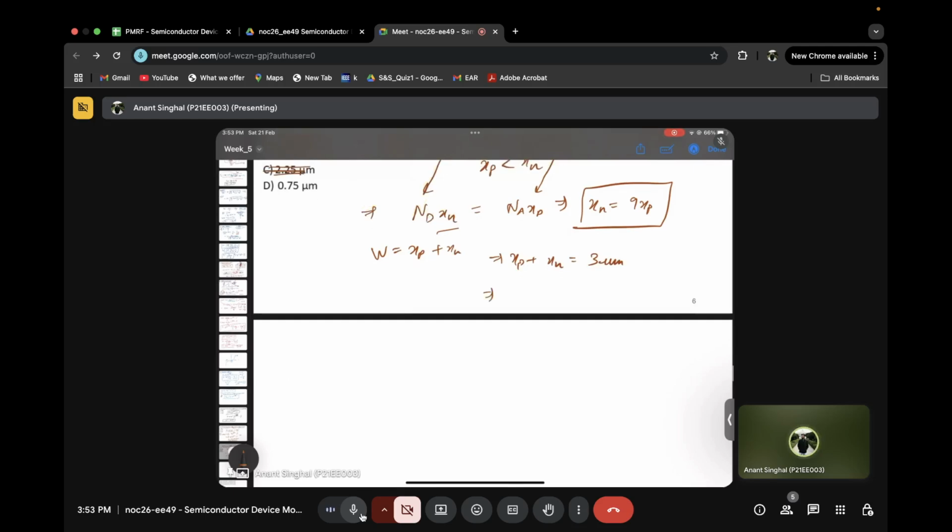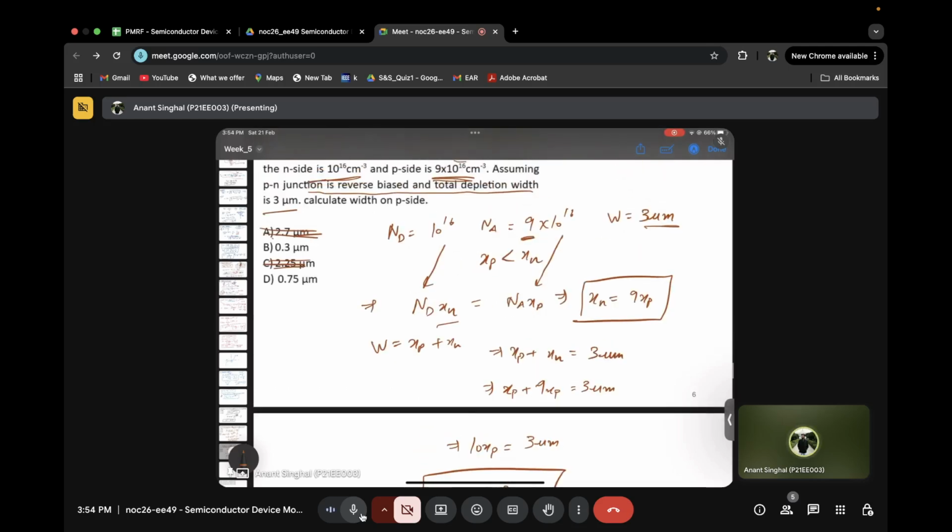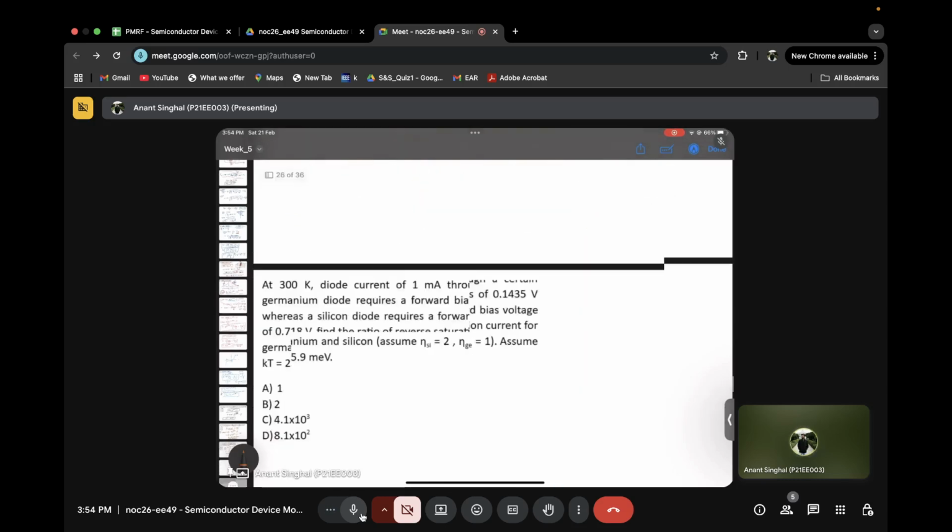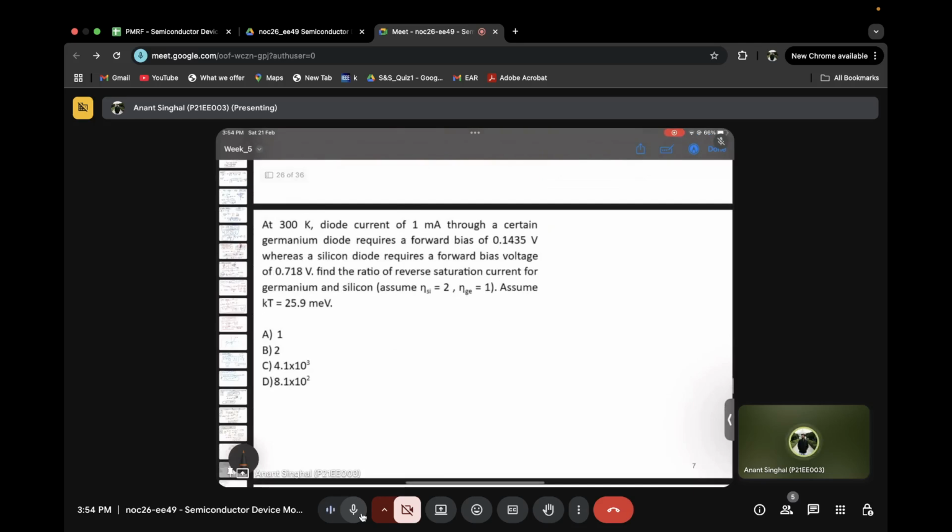So using this, we can write XP plus 9 XP equals 3 micrometer. That means 10 XP is equal to 3 micrometer. So XP will be 0.3 micrometer, which is option B. Okay, I hope this is clear. This is straightforward now. Okay, so now we have one more problem.